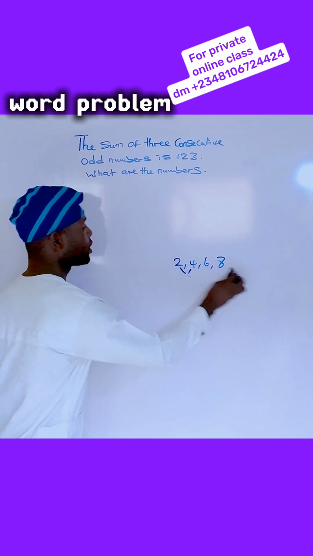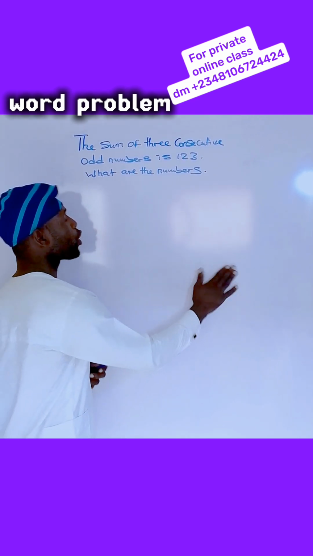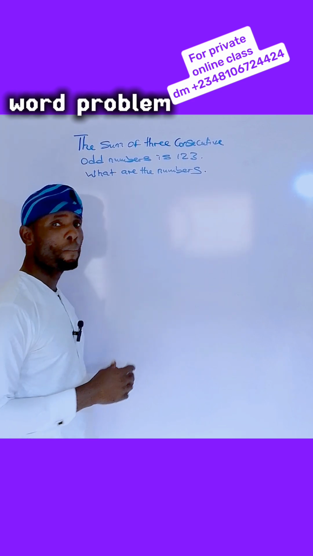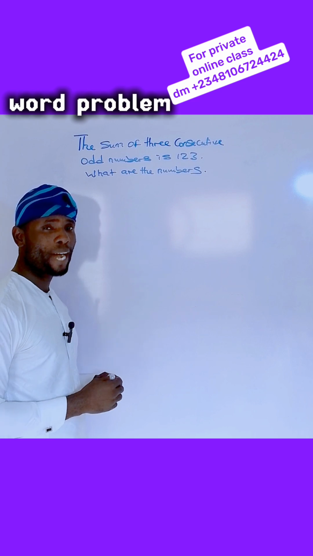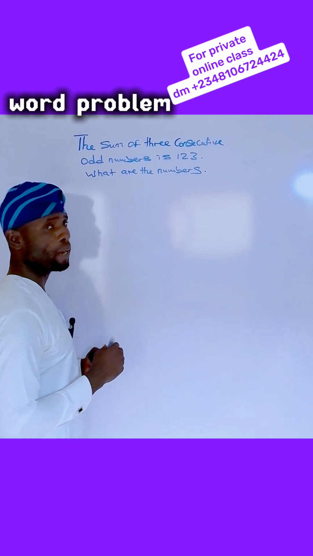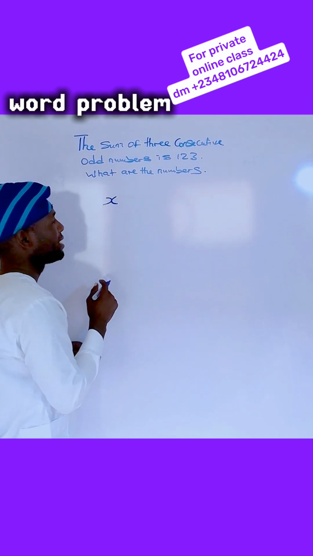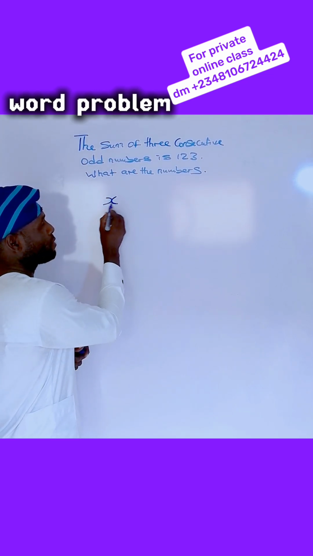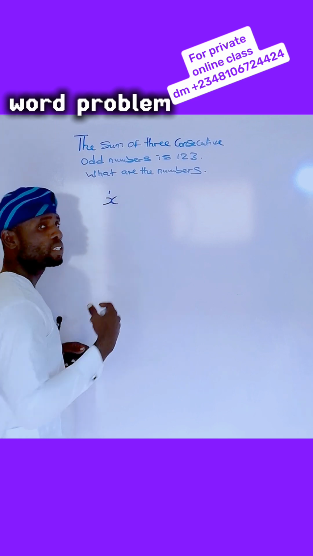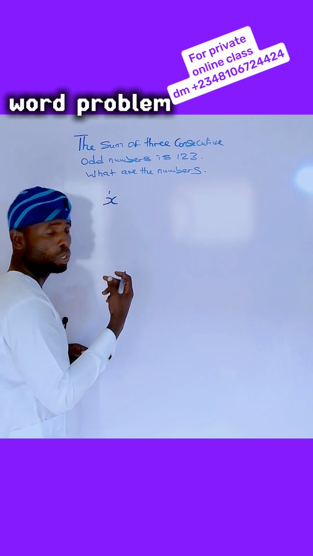Now let's go back to the question. The sum of three consecutive odd numbers. What are odd numbers? Odd numbers are numbers that are not divisible by 2. We have three consecutive odd numbers. Let's use x to represent the first odd number. Let's say this first odd number is 1. 1 is an odd number because you cannot divide it by 2.